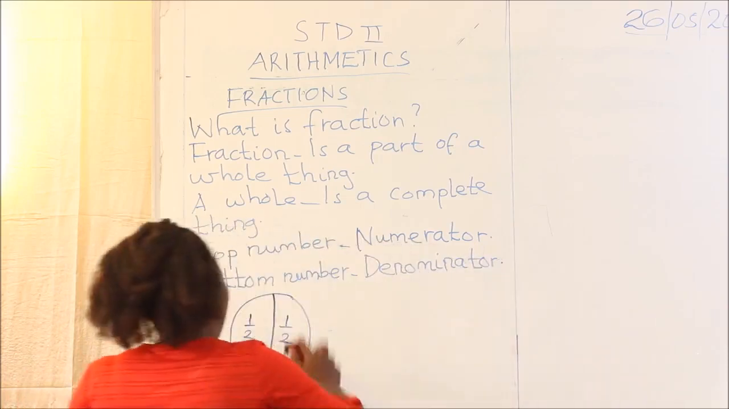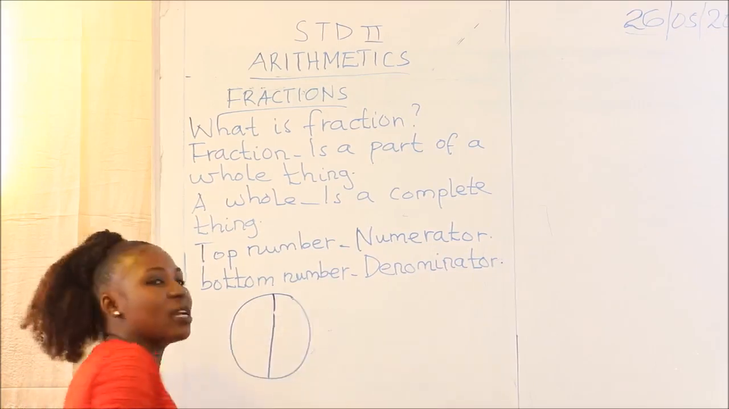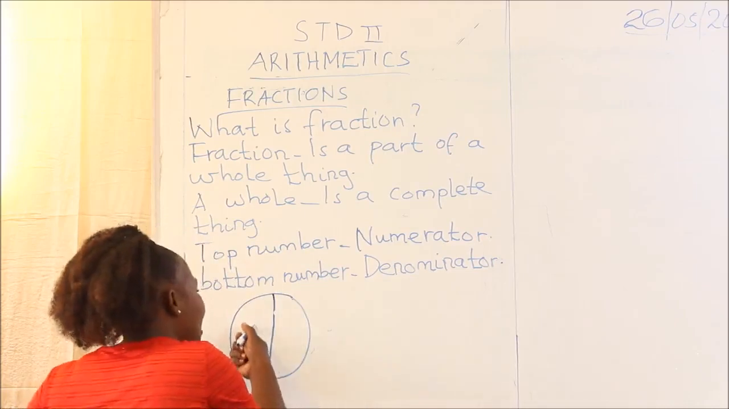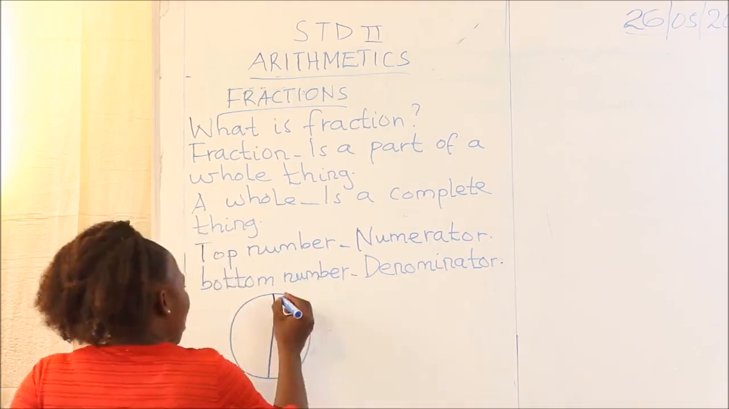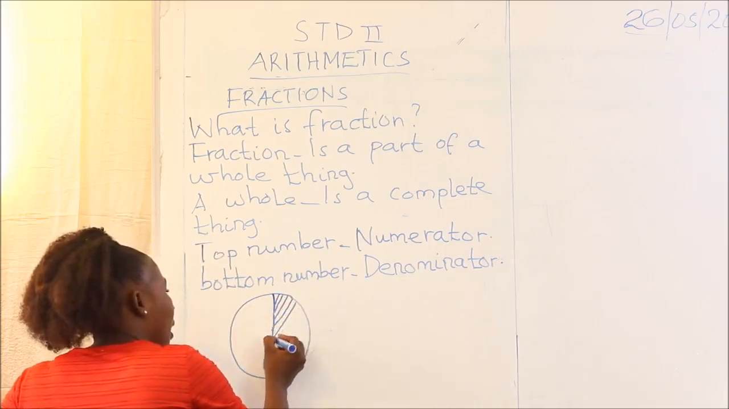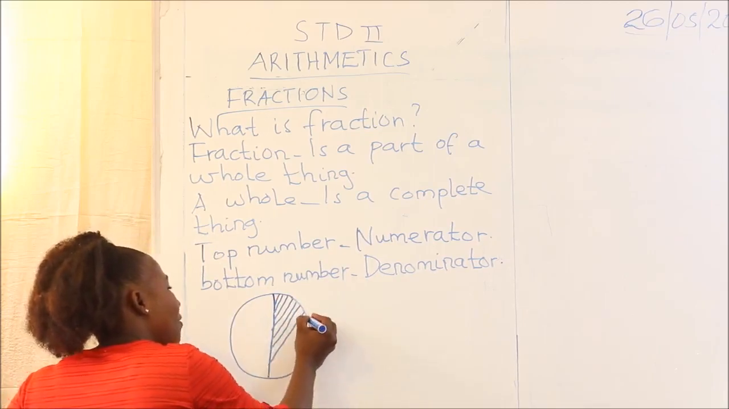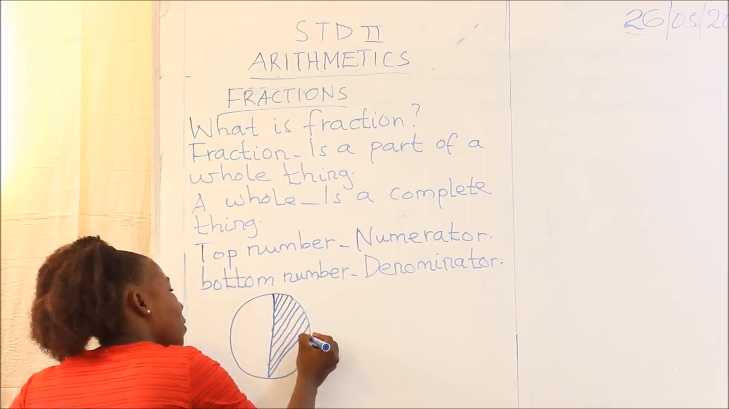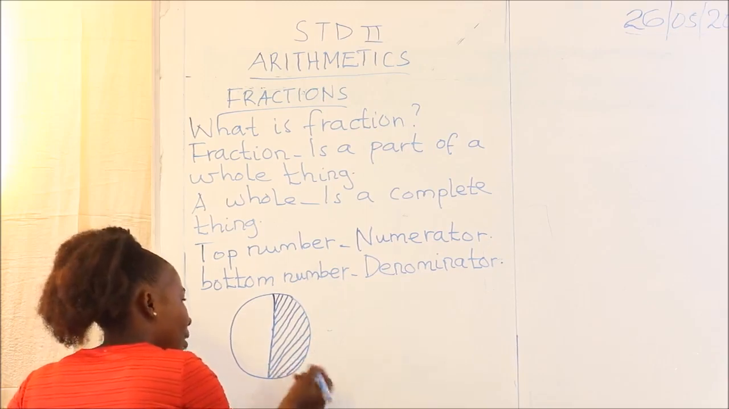What if you decide to remove one part out of these two parts? Remember that you have the first piece and the second piece. What if you decide to remove this one piece here? Remember, when you present this kind of thing on a flat surface, you have to shade. So the shaded part means the part removed from a whole thing. And that is what we call the numerator.